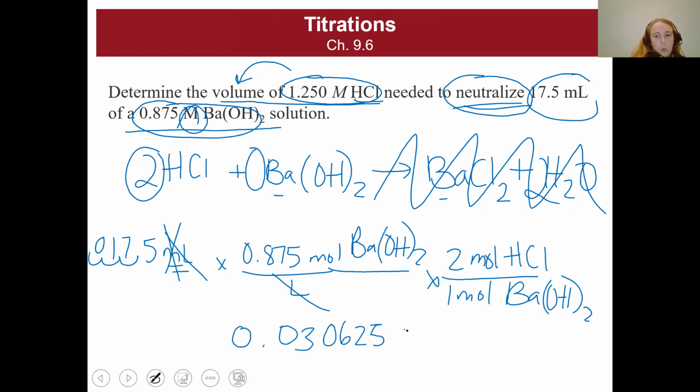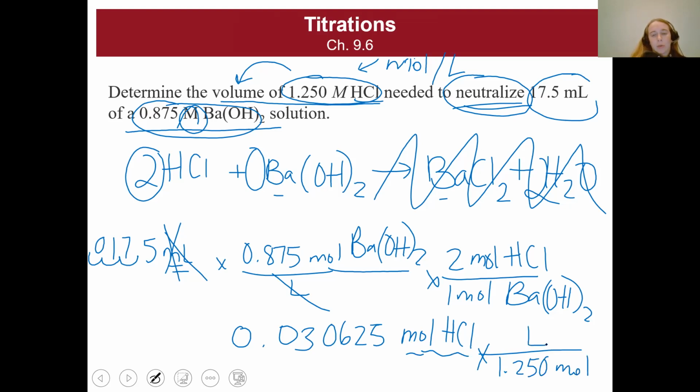0.030625 moles of HCl. And now we want volume, and this is our conversion factor. Concentration is our conversion factor, and it's moles per liter. We want to cancel out moles, so we're going to flip it. We're going to put moles on the bottom of our conversion factor, 1.250 moles with liters on top. That's the same conversion factor, we just flipped it upside down. So we cancel out moles, and that'll be our answer.